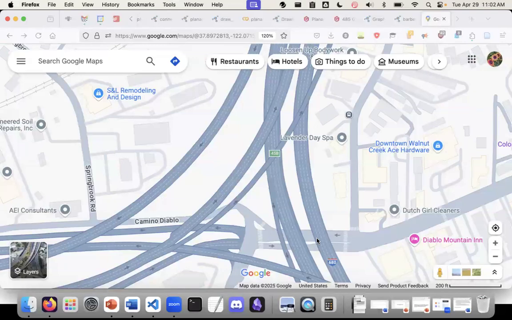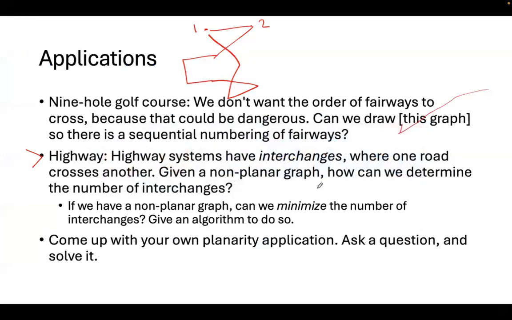So the question here is, given some non-planar graph, let's maybe assume it's a highway system, how can we choose, first, how do you figure out the number of interchanges? And then second, if we've got this non-planar graph, can we minimize the number of interchanges? And so give an algorithm to do so that's either come up with your own or adapt one that we have.